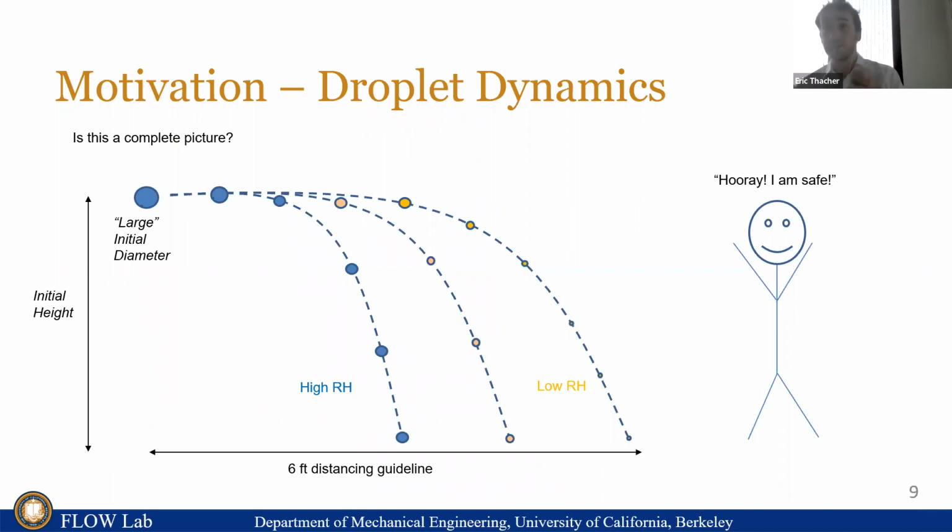However, is this a complete picture? And I would argue probably not. And I think the reason for that is that if you're a sufficiently large droplet that is going to deposit before it has evaporated to its equilibrium size, then is 6 feet always good enough? No, and there's a bunch of different reasons for that.